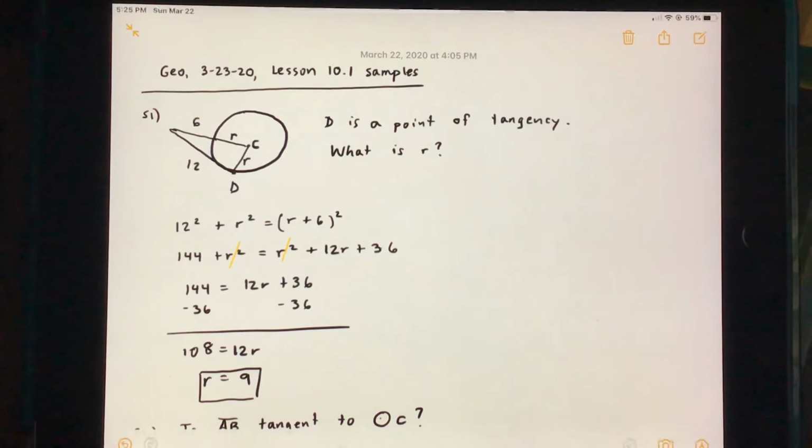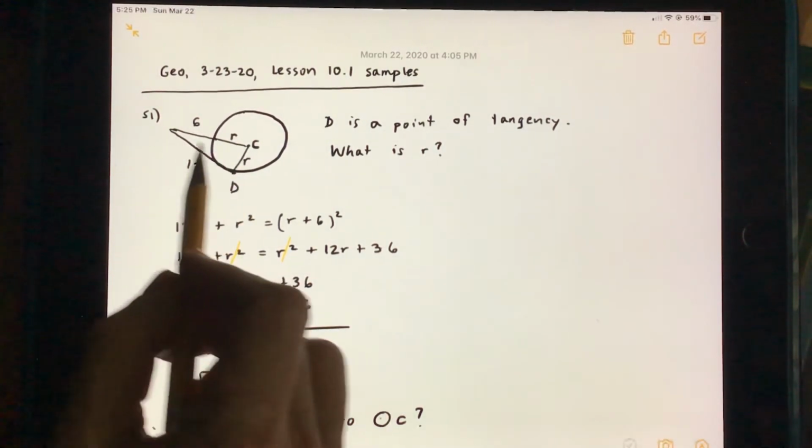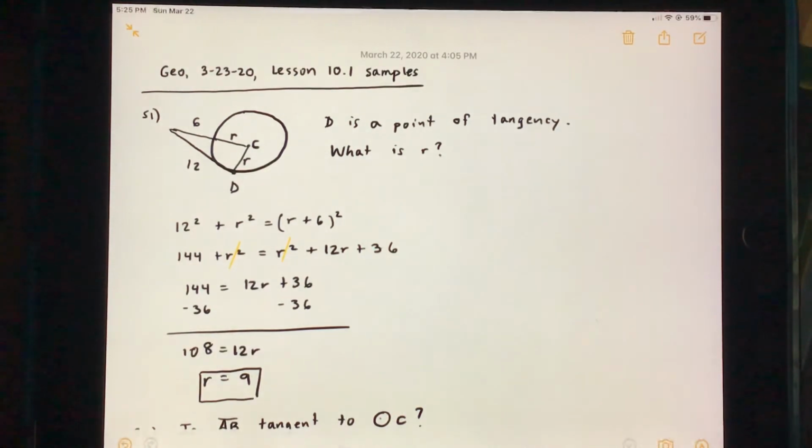So we're going to take those legs, 12 and R, and we're going to square them and add them, and we know that that is in fact equal to R plus 6 quantity squared. So that hypotenuse over here, that 6 and R together makes the hypotenuse. We do have to add those two measurements together to get the length of the entire hypotenuse.